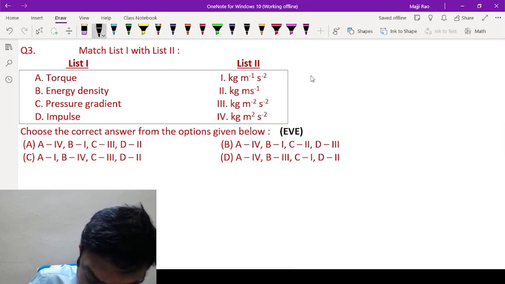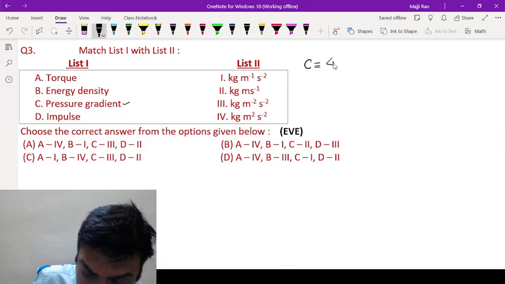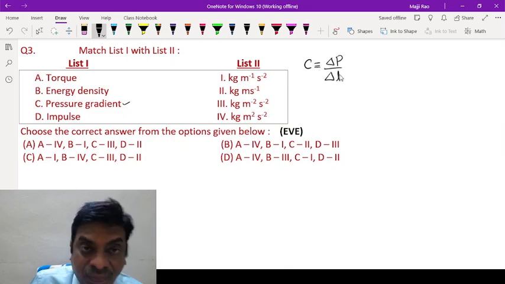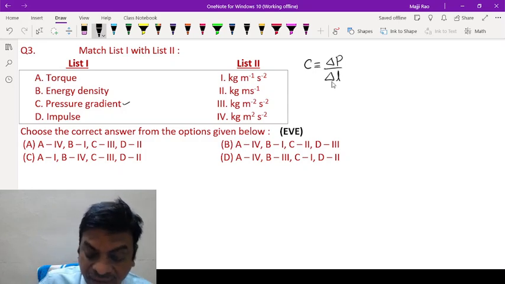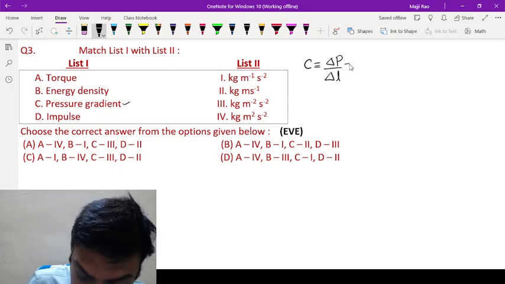So C here stands for pressure gradient. So what is pressure gradient? It is the change in pressure per unit length of a pipe. Usually it is employed in the context of a pipe carrying a fluid. The fluid flows just because of a pressure difference across different sections. Suppose you have two sections over a length L and the pressure difference is delta P, then the pressure difference per unit length is known as pressure gradient.